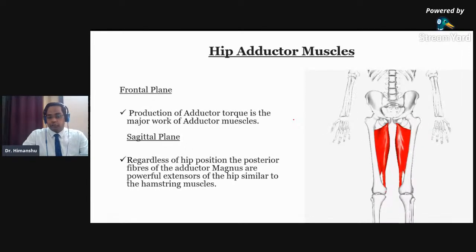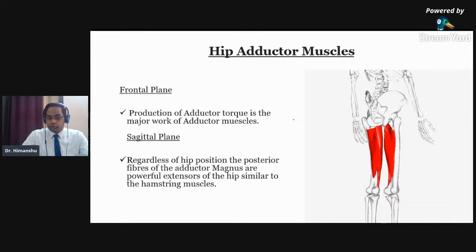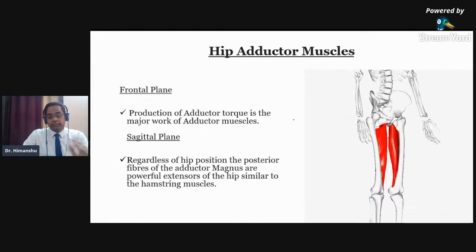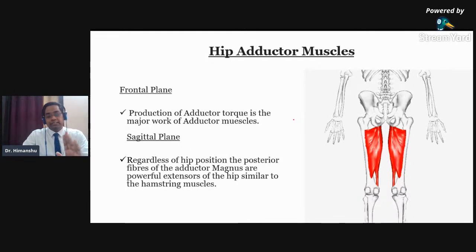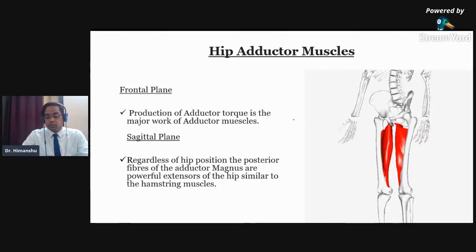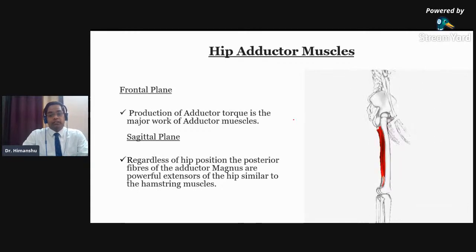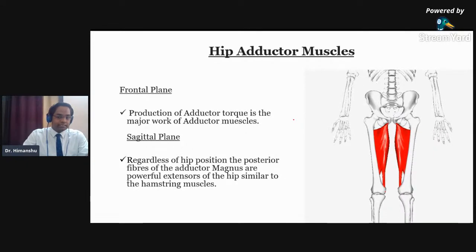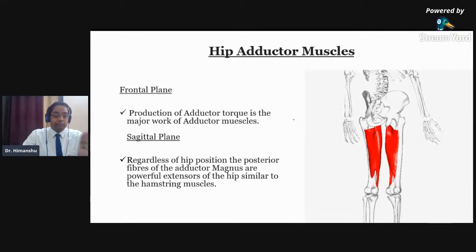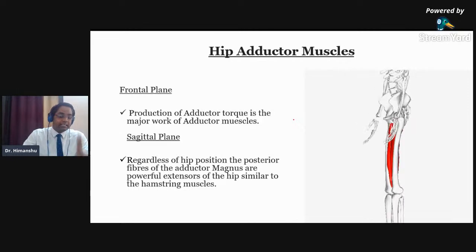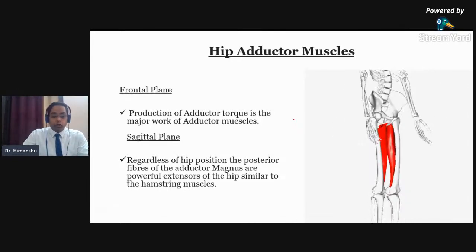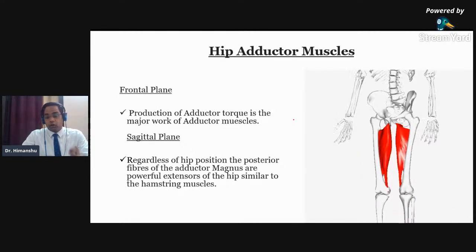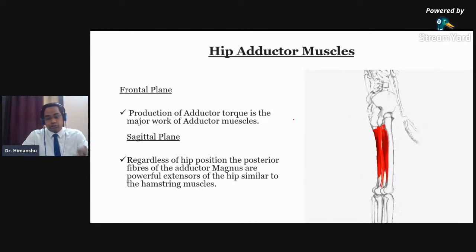So, regardless of the position of the hip, the posterior fibers of adductor magnus, I told you that because it has a certain amount of momentum in the sagittal plane, the adductor magnus can act as a potential extensor of the hip joint. So along with the hamstring being a secondary extensor, we have adductor magnus also working as a secondary extensor of the hip joint. Although the major extensor will always be gluteus maximus because of its larger cross sectional area.